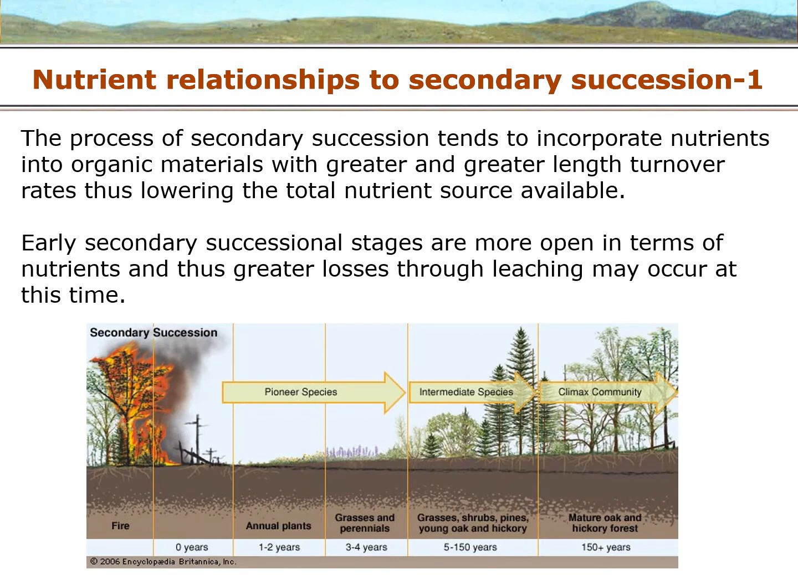So what about nutrient relationships to secondary succession? Well, the process of secondary succession tends to incorporate nutrients into organic materials with greater and greater turnover rates, thus lowering the total nutrient source available. Earlier successional stages are more open in terms of nutrients, and thus greater losses can occur through leaching during that time.